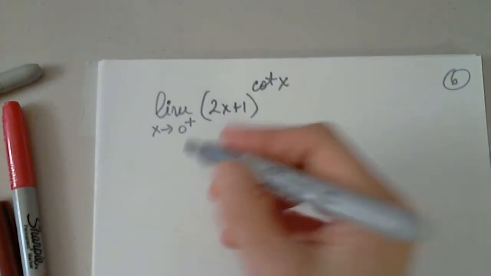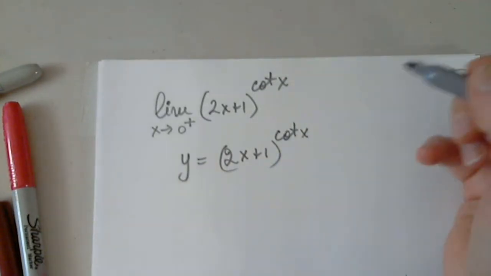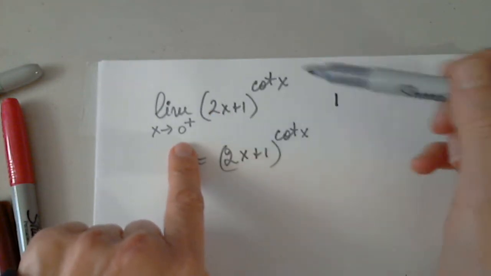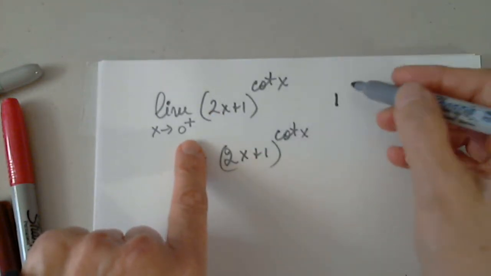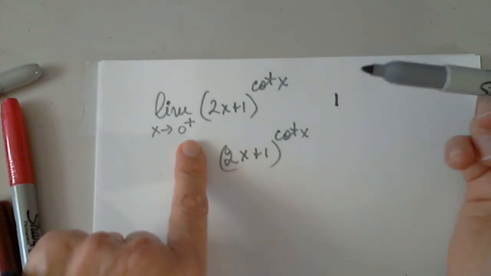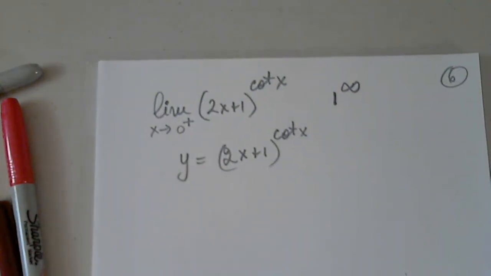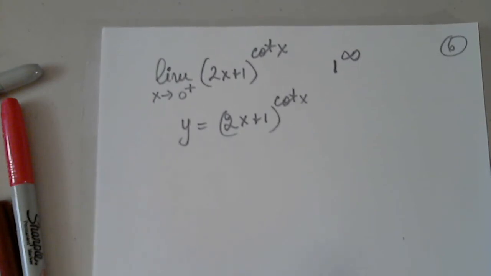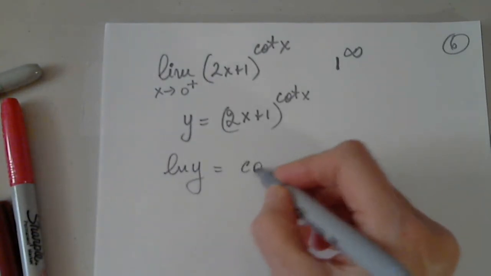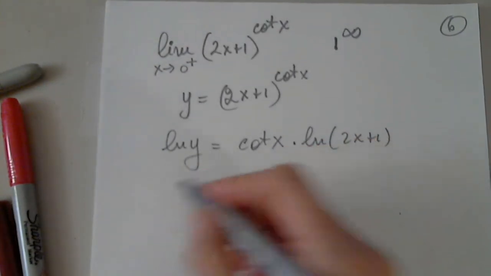Remember that this is the procedure in which you have to denote this. Because 2x plus 1 approaches 1, and cotangent from the right of 0 is cosine over sine, both positive, so it's 1 to infinity. So you have to denote it by y, then apply natural log, so you have cotangent x times natural log of 2x plus 1, and then you apply the limit to both sides.